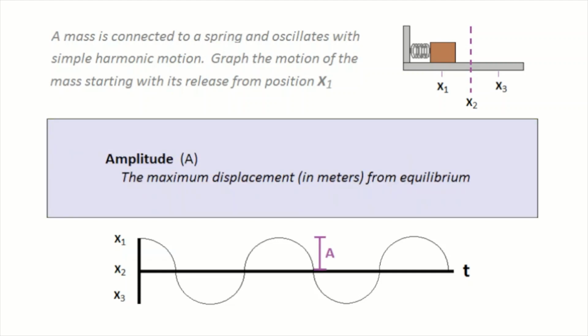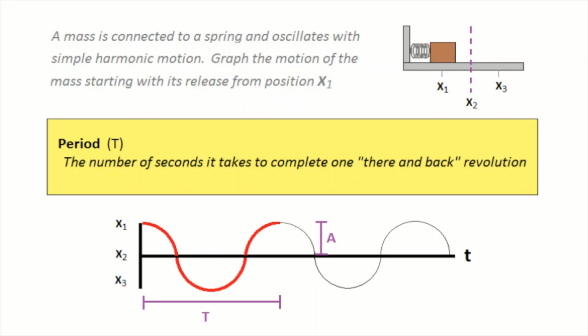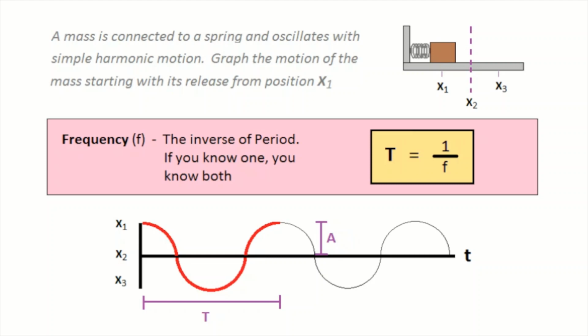There are a few things that we can extract from the graph, starting with amplitude. Amplitude is the measured distance from equilibrium to the maximum position away from equilibrium and represented by the purple bar. Period is the time it takes to complete one cycle, or one there and back revolution, so to go from x1 back to x1. And if we know period, we can always quickly convert to frequency.